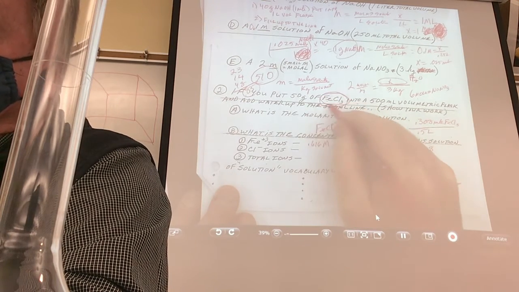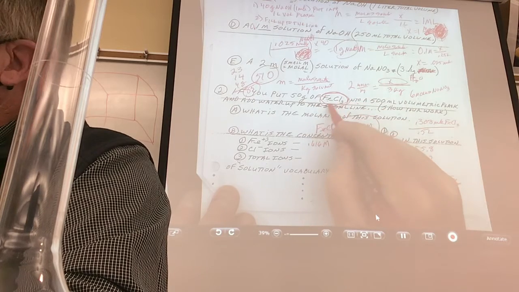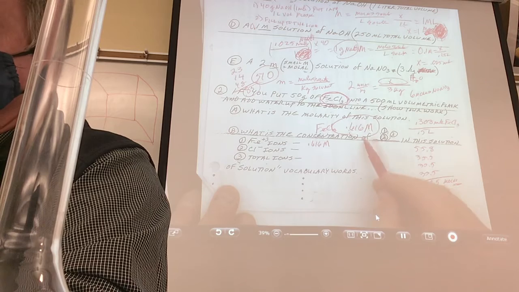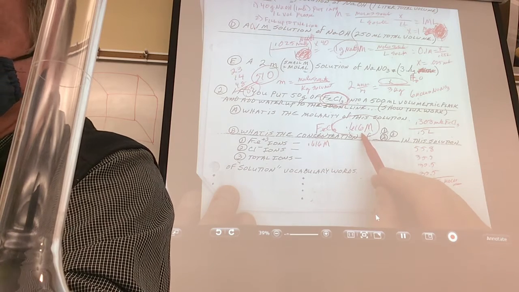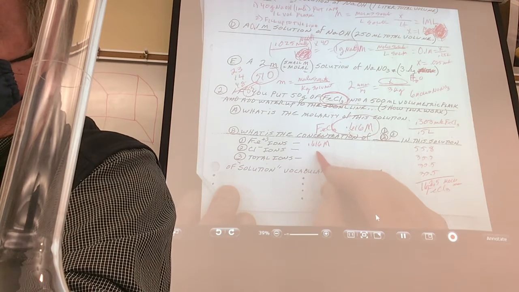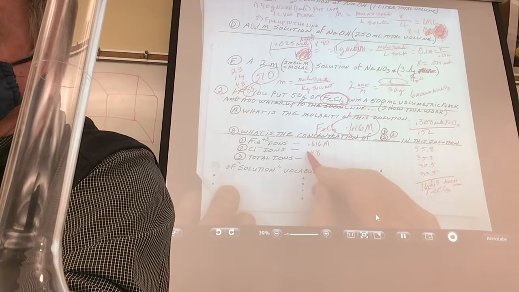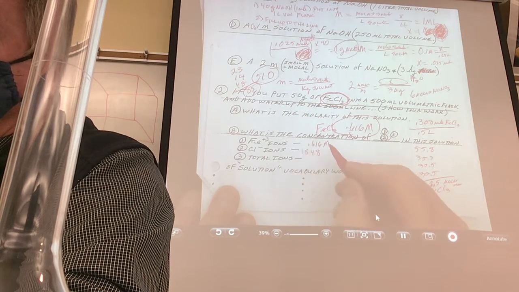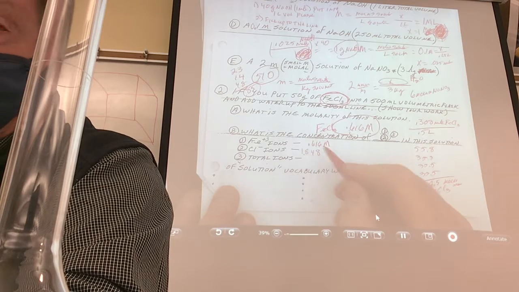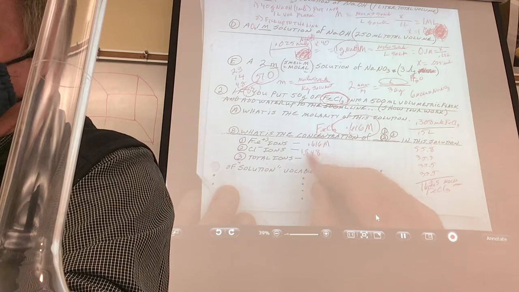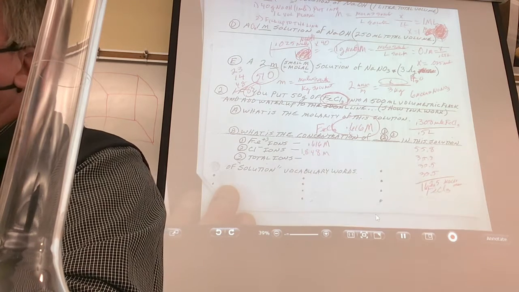Now, what is the concentration of chloride ions? For every one of these, you get 3 chloride ions, don't you? So you have to multiply this times 3. I'll do it in my head to see. I don't know if I did it right. Is it 1.848? Okay, so about 1.85 molar.